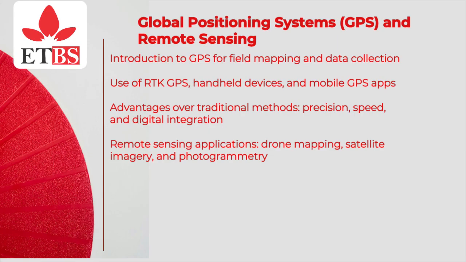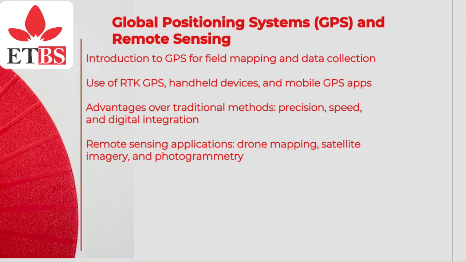6. Global positioning systems, GPS, and remote sensing. Introduction to GPS for field mapping and data collection. Use of RTK GPS, handheld devices, and mobile GPS apps. Advantages over traditional methods: precision, speed, and digital integration. Remote sensing applications: drone mapping, satellite imagery, and photogrammetry. Creating 3D topographic models, elevation profiles, and heat maps.